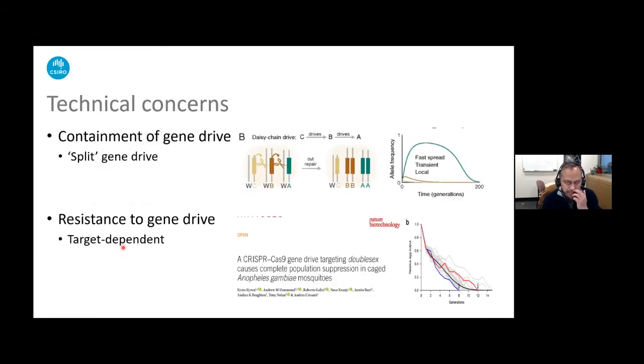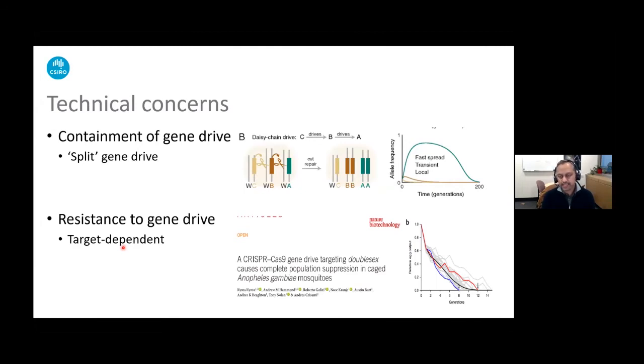Now, there are some technical concerns which were mentioned before as well. One of the main concerns is, can you contain a gene drive? If you release these mosquitoes in the wild, which are genome engineered with a gene drive, can you actually stop this drive of this gene into a wild population? There is a lot of research that has gone into this, with technology called split drive or daisy chain drive, where different components of this gene drive are at different loci in the genome.